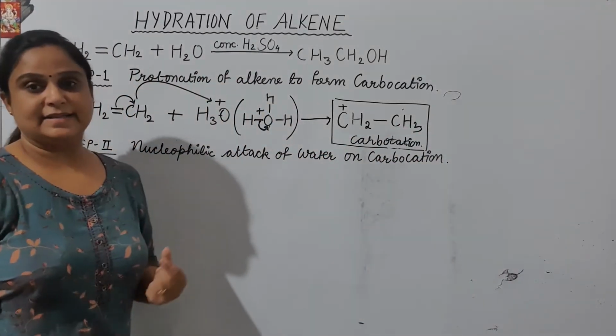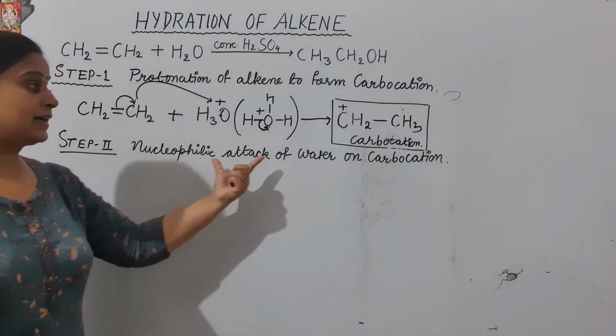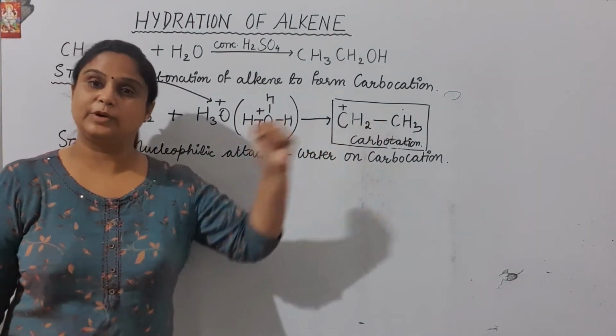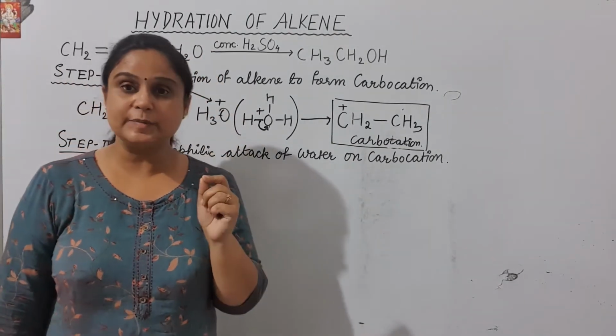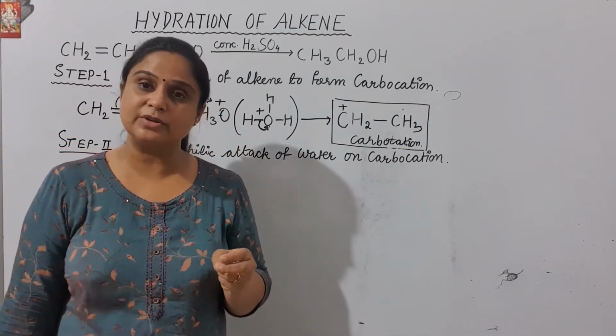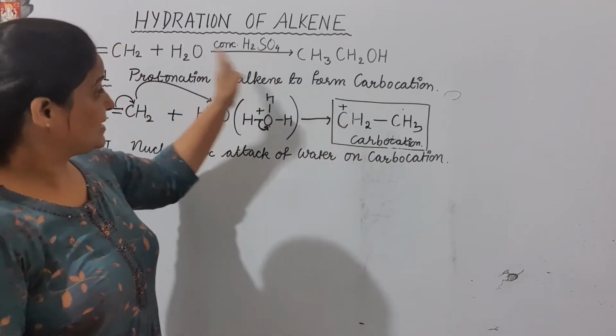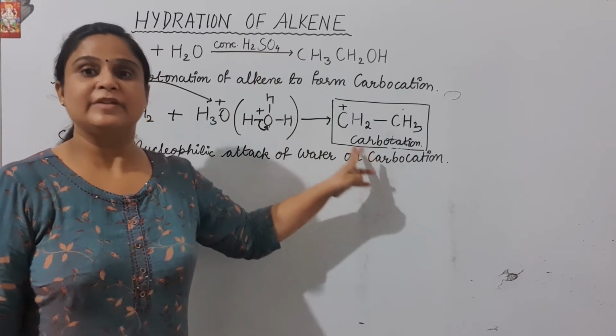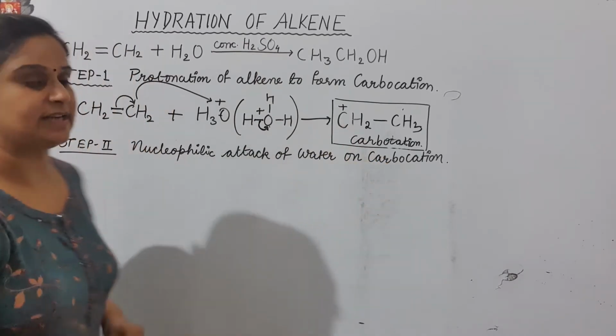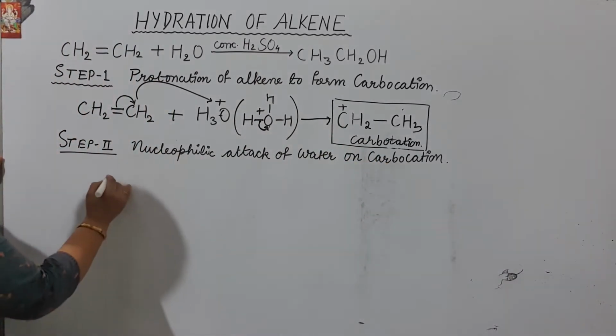So here is the second step, that is nucleophilic attack of water on carbocation. So this water is containing what? Oxygen, and what will be on the oxygen? There will be lone pair of electron on the oxygen. When this will see this electron lacking species, this is going to attack on this carbon, which is electron lacking, positively charged having. So what is going on here?